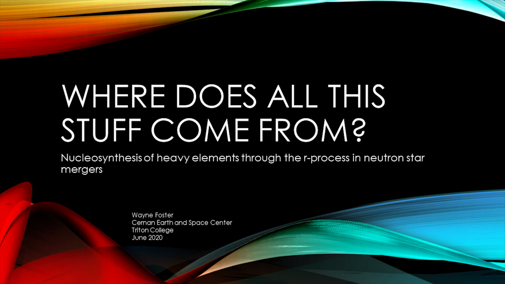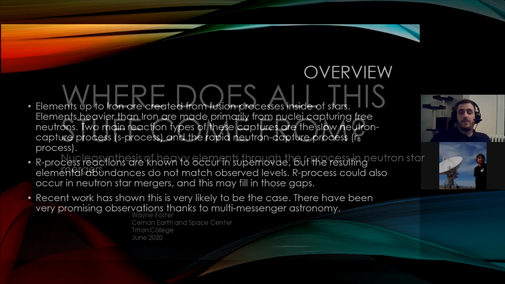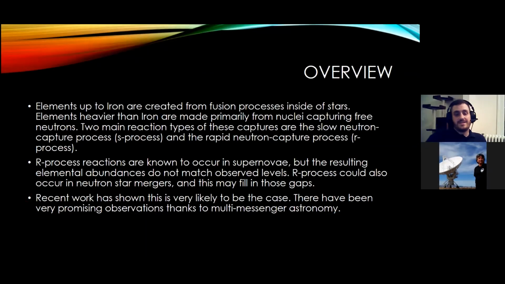In general, how elements are made. Elements up to iron are created from fusion processes inside of stars. But once you reach iron, there's not enough energy inside of stars to create any heavier elements through fusion processes. So there are other reaction types. They're called neutron capture reactions. And there are two main types of those.